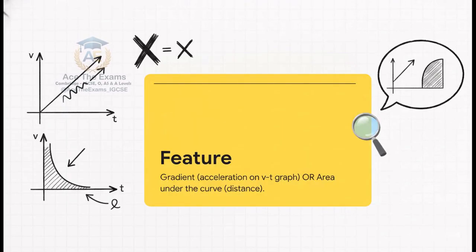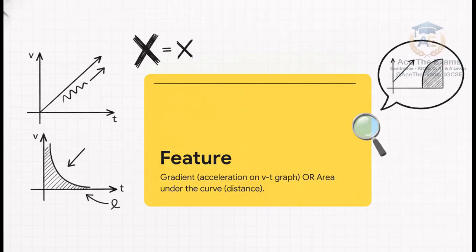Here's what that translates to in plain English. When they ask for the feature, they mean either the gradient, which gives you the acceleration on a velocity-time graph, or the area under the curve, which gives you the total distance traveled. That's the whole secret. Knowing this specific definition immediately unlocks the rest of the question for you.